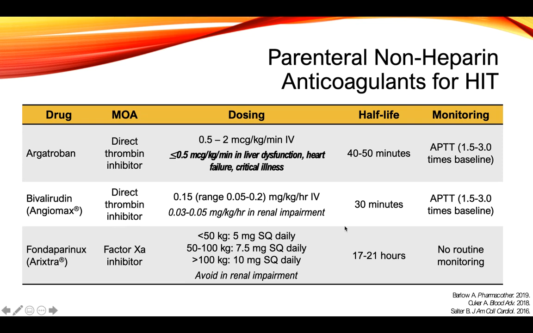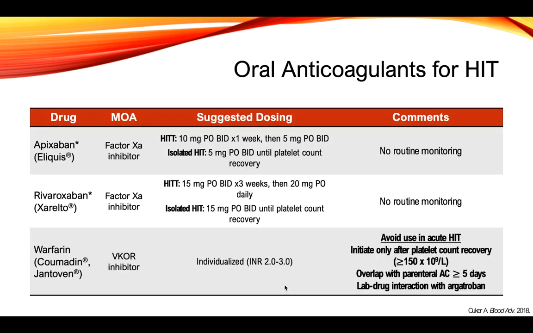Bivalirudin is essentially the same when it comes to monitoring. Again, it's got a short half-life, and it is prolonged, however, in renal impairment. Fondaparinux is also another option. This is a subcutaneous injection. It's given once a day. The convenient thing with fondaparinux is that there's no lab monitoring needed. However, fondaparinux should not be used in patients with renal impairment, which does tend to become a problem in our critically ill patients.